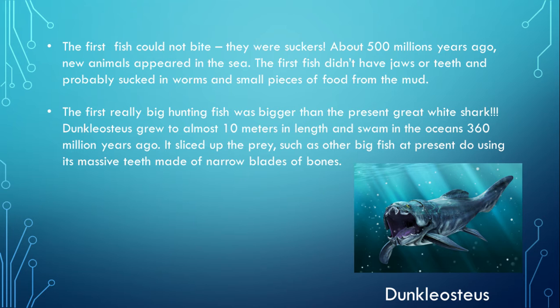Dunkleosteus grew to almost 10 meters in length and swam in the oceans 360 million years ago. It sliced up its prey, such as other big fish, using its massive teeth made of narrow blades of bone.